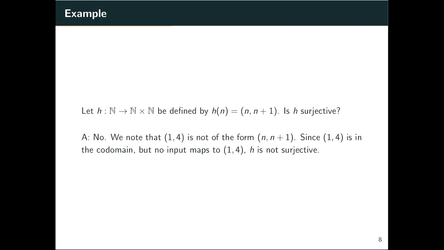You can always make a function surjective by just changing the codomain to the range. And the same goes for injective. So if a function is not injective, you can change it to an injective function by restricting the domain to something smaller.